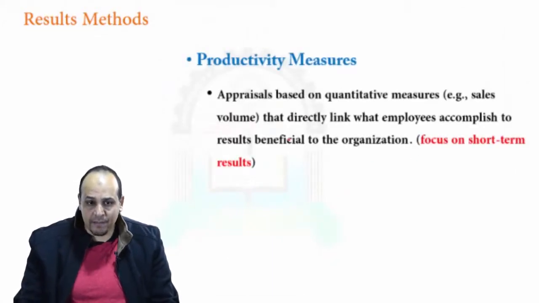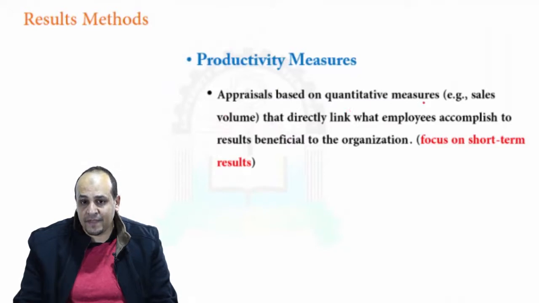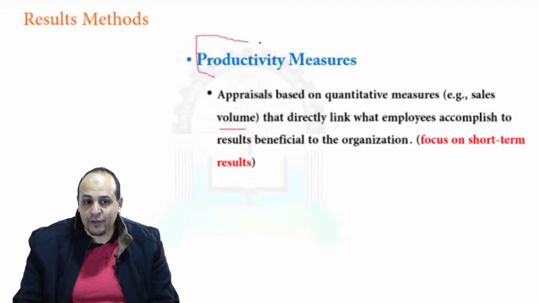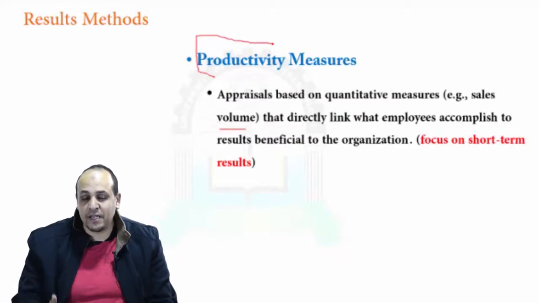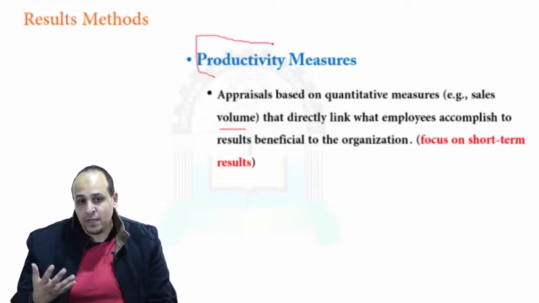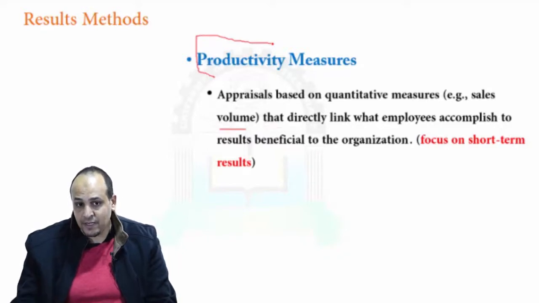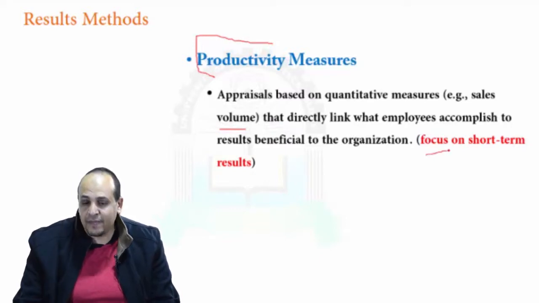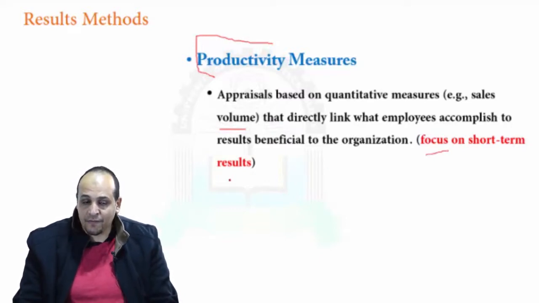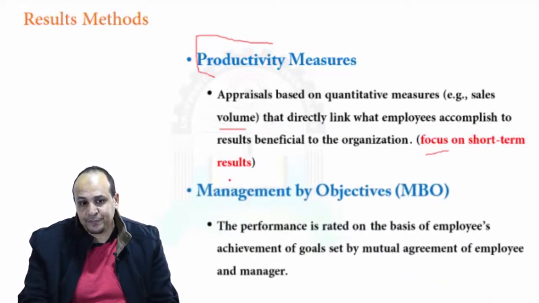Now productivity measures: appraisal based on quantitative methods such as sales volumes that directly link what employees accomplish to results beneficial to the organization. So here we refer to what is actually produced, and if there's any possibility of measuring this kind of productivity in numbers and figures, we refer to this one as productivity measures. That will usually focus on short-term results, focusing mainly on the quantity of the product that has been produced.